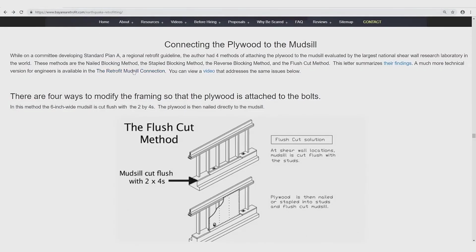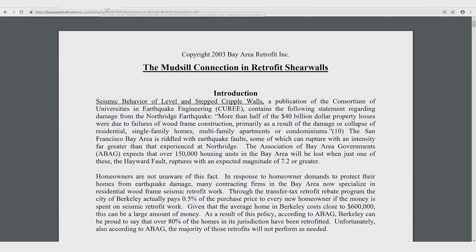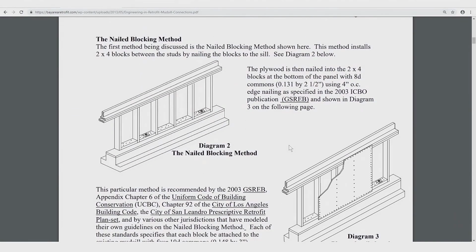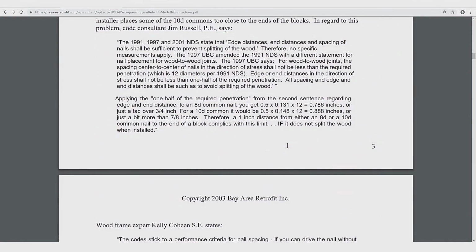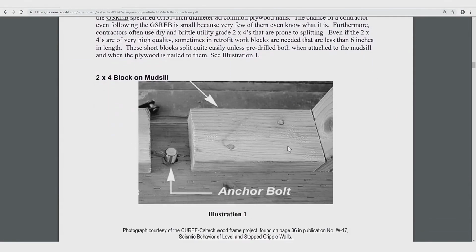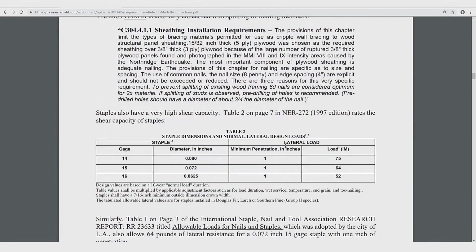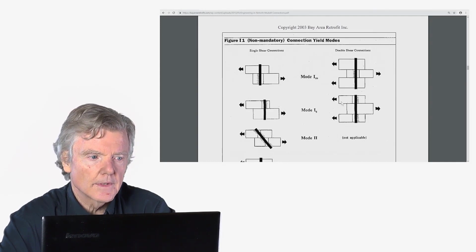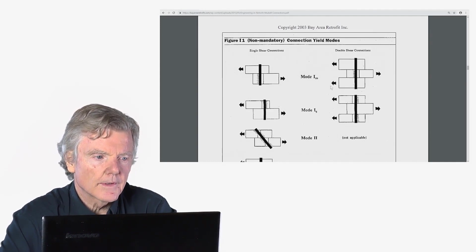If you want to know more about it, you can go to the website, and I actually wrote a paper on this, and it has all the engineering, etc. So this is the paper I wrote about this particular connection because it's so important. There's lots of information here, some narrative text, a brief explanation of the different ways, and it'll go over different code citations, opinions of different structural engineers, problems with different types. So there's the engineering here for the engineering types who want to know the math behind these different systems. So let's go over this very quickly.